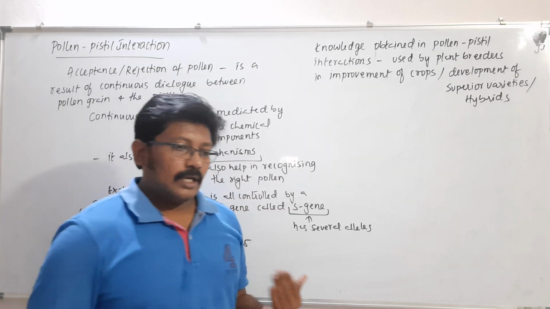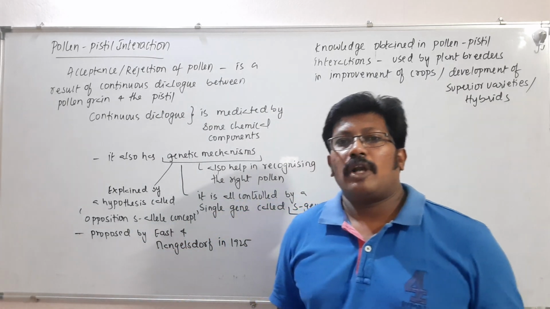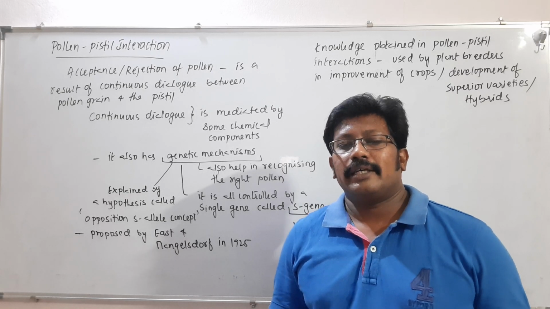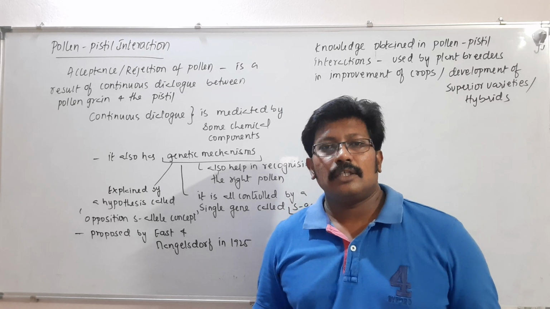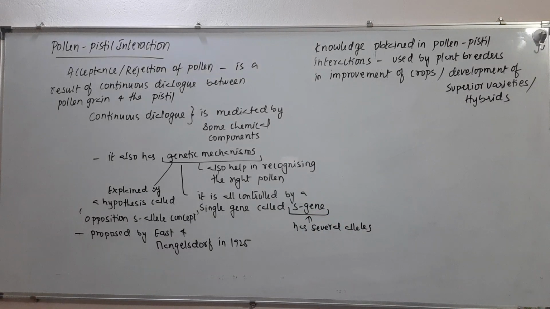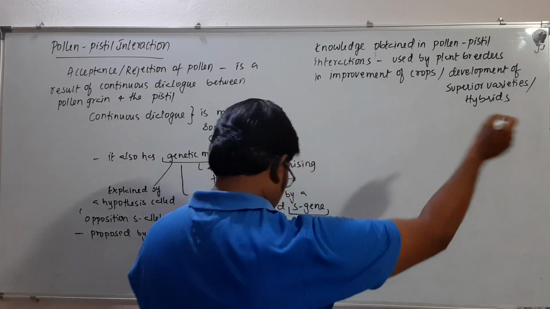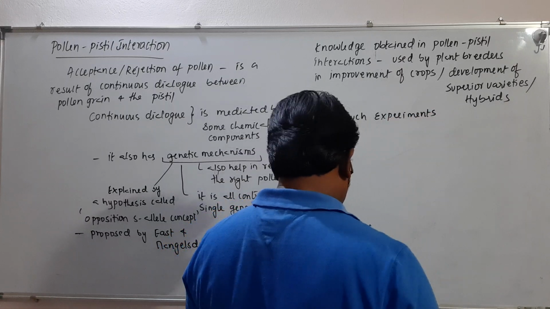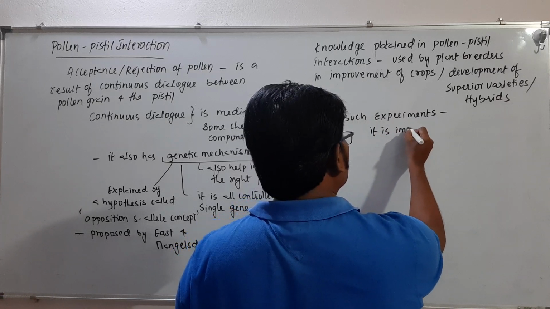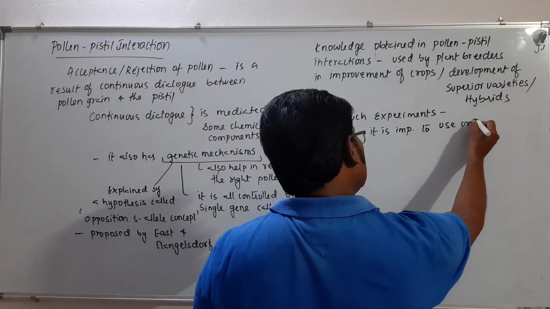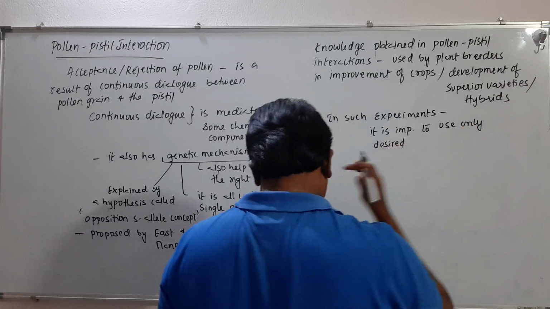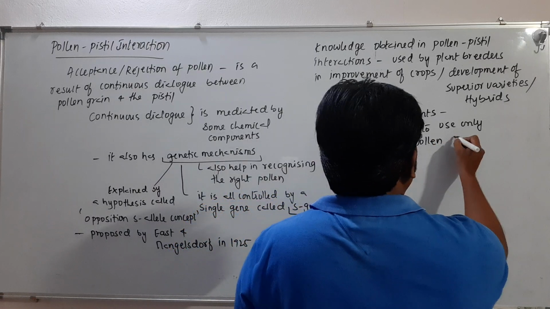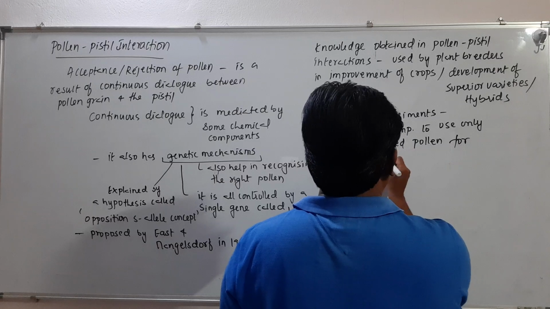And as they have gained a lot of knowledge on that, even pollen from different genera or different species are made to undergo germination and then fertilize the ovule, thereby producing new hybrid varieties. So in such experiments, it is important to use only the desired pollen for pollination.